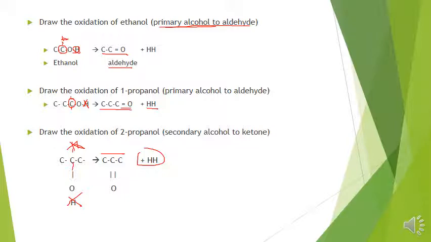Tertiary alcohols cannot be oxidized because the carbon doesn't have two hydrogens to come off. So here's an example of a tertiary alcohol, because this carbon here has 3 carbons attached to it: 1, 2, 3. To be oxidized, you need to lose 2 H's. It can only lose this one H, because this carbon doesn't have the other H to be oxidized.